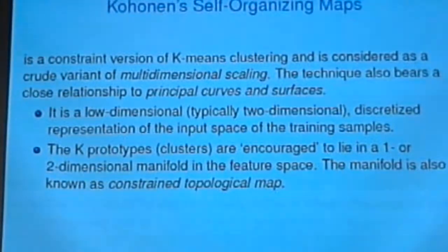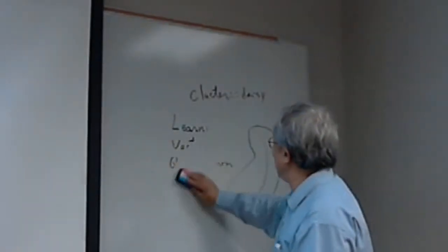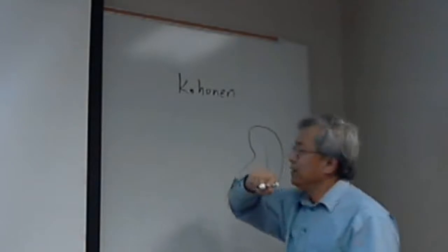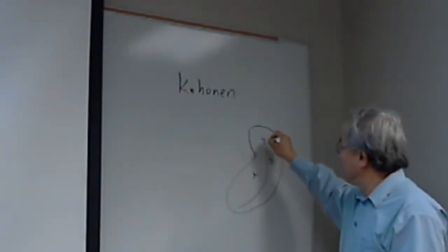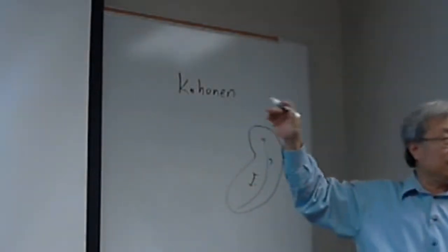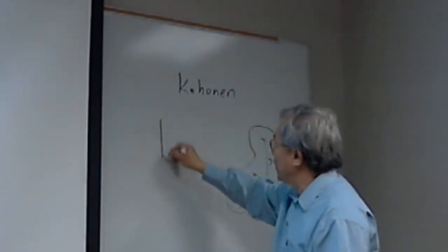So basically, this is also known as the constraint topological map. The idea is that maybe this idea of the self-organizing map is better. Interpret it this way: take all the objects within your data set and map them into discrete sets of units, which he called codebook.